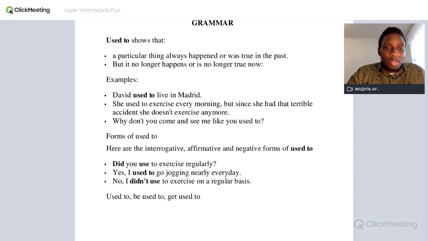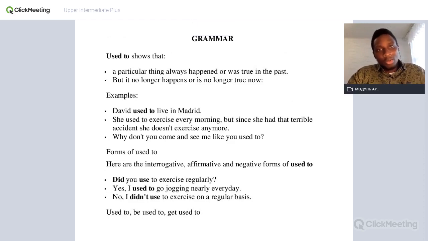And then we talked about the last one. It says, "No, I didn't used to exercise on a regular basis." Regular means something that happens as a regime that has no interruption, like maybe two or three times a week.